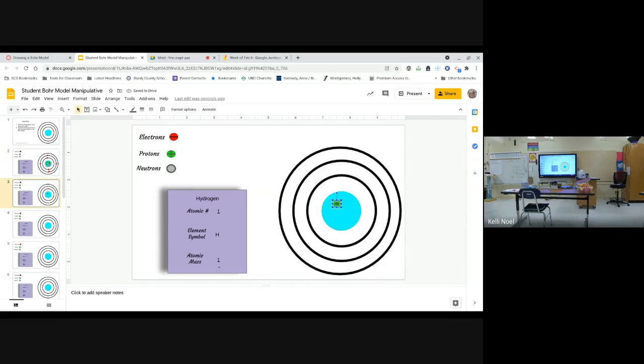1 minus 1 is 0, so I don't have any neutrons. Atomic number is 1, so I have 1 electron. It has to go in the level closest to the nucleus, and so I don't need these other 2. We're done with this one.